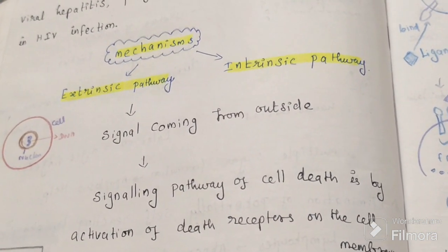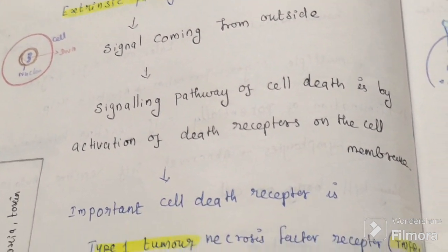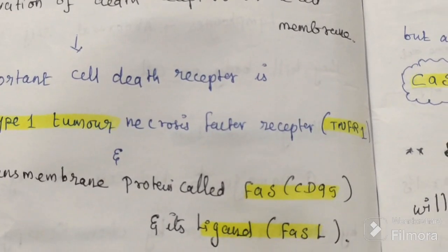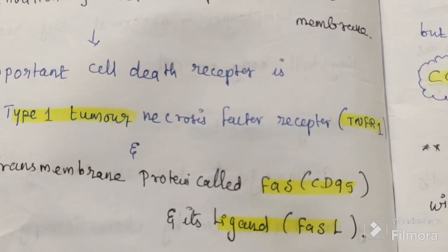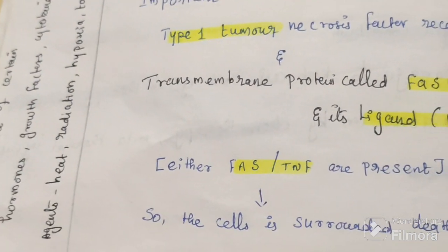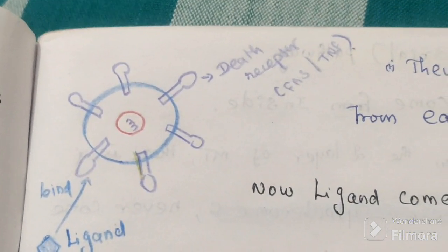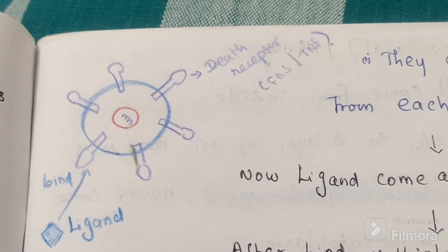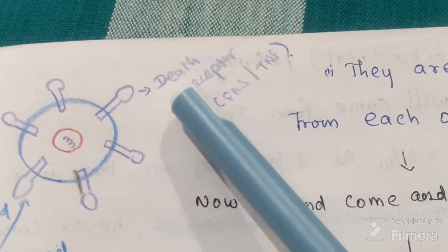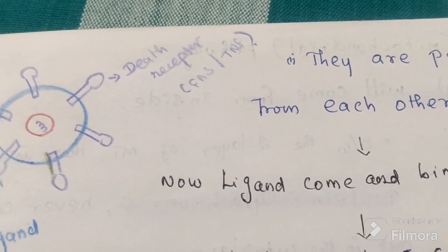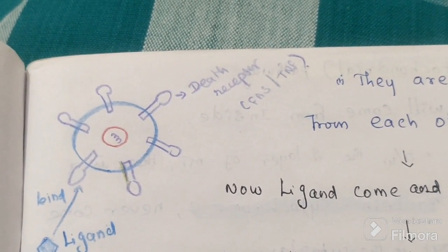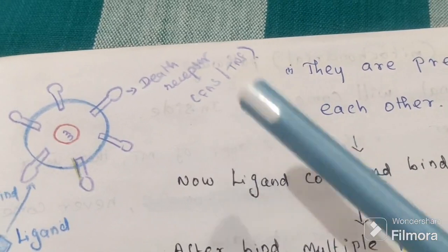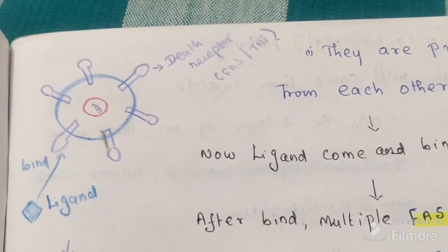The initiation phase of the extrinsic pathway is initiated through a specific receptor, of two types: the FAS protein receptor, CD95, and the TNF receptor, tumor necrosis factor. So see the cell. Any cells of the body have receptors on their surface. All the cells have receptors. These are known as death receptors. There are two sets of death receptors, either FAS receptor or TNF, tumor necrosis factor receptor, are present. So the cell is surrounded by death receptors.